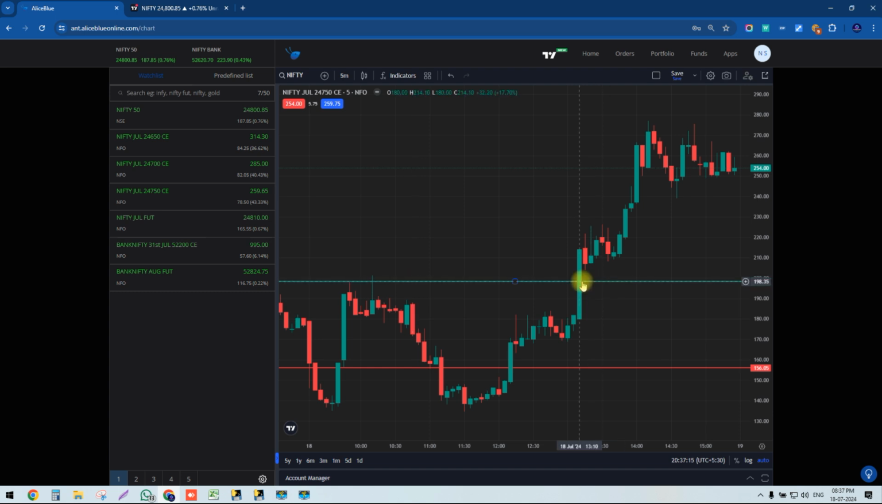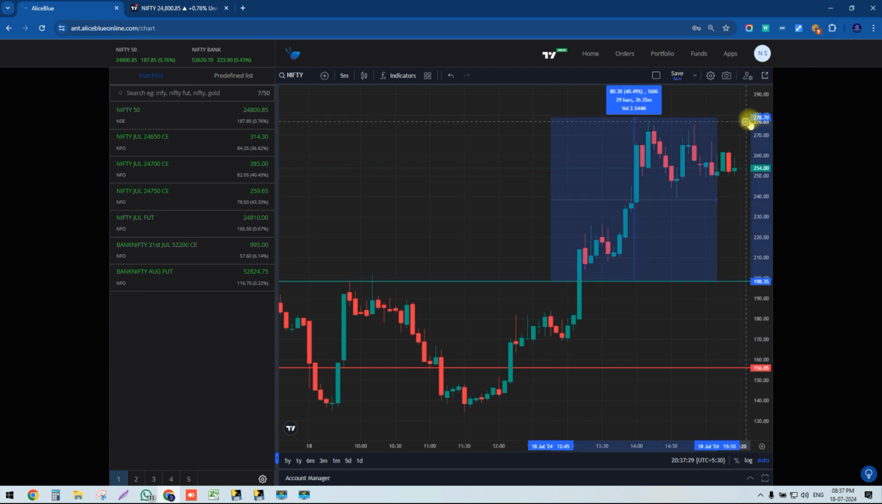So this is our buy level generated here at 198. You can see our buy level was generated at 198 and market went up to 278, almost 80 points up from our levels. 278 means 80 points up. Okay, fine. I'm just clarifying how our breakout market strategy will work.